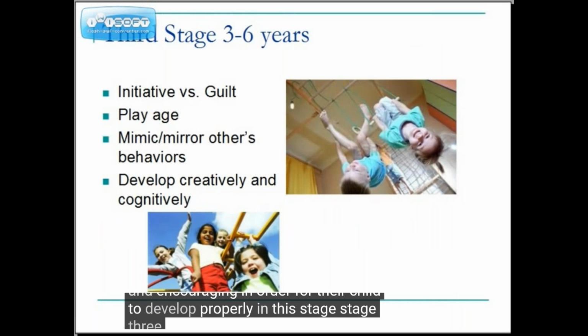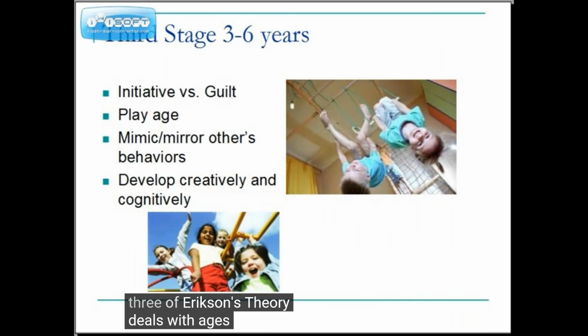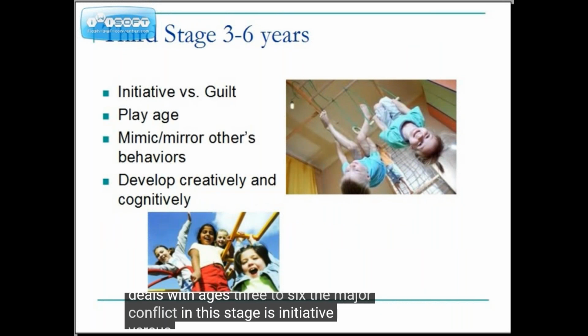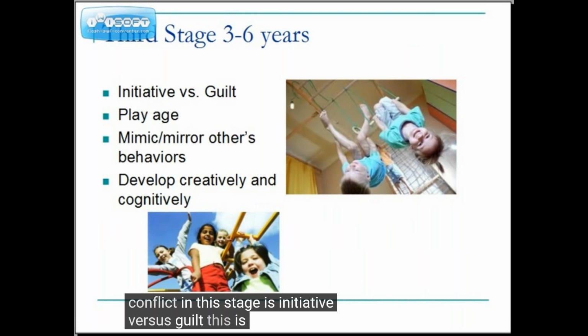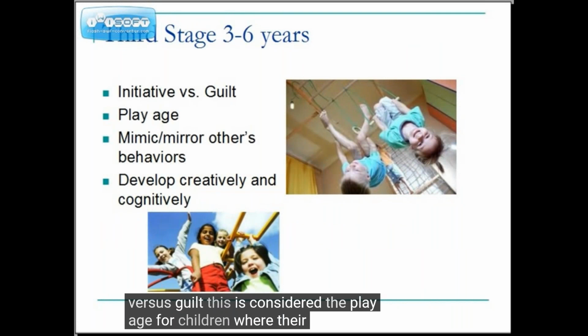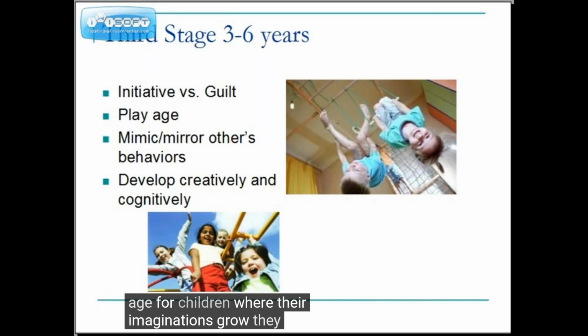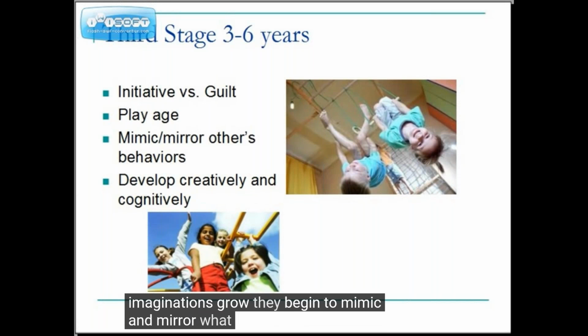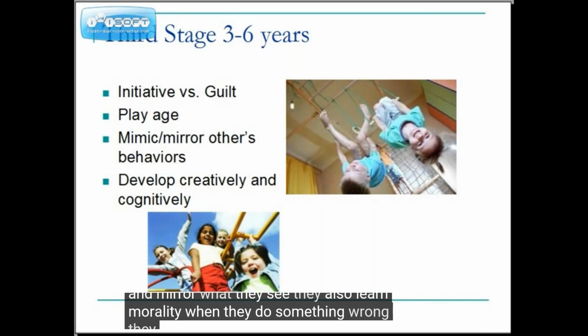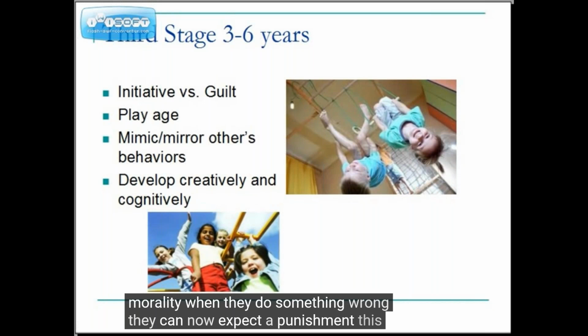Stage 3 of Erikson's theory deals with ages 3 to 6. The major conflict in this stage is initiative versus guilt. This is considered the play age for children, where their imaginations grow. They begin to mimic and mirror what they see. They also learn morality. When they do something wrong, they can now expect a punishment. This is how they are taught guilt.